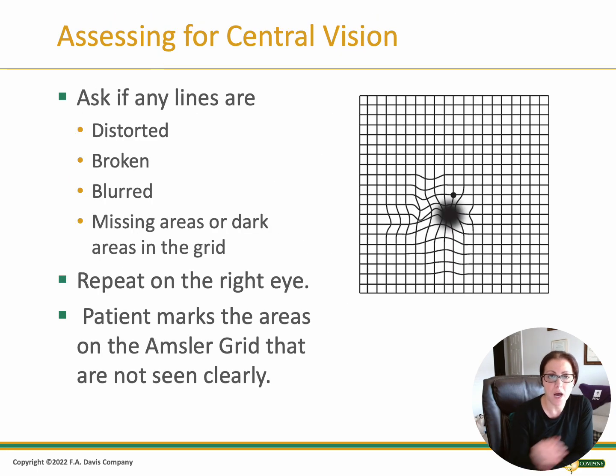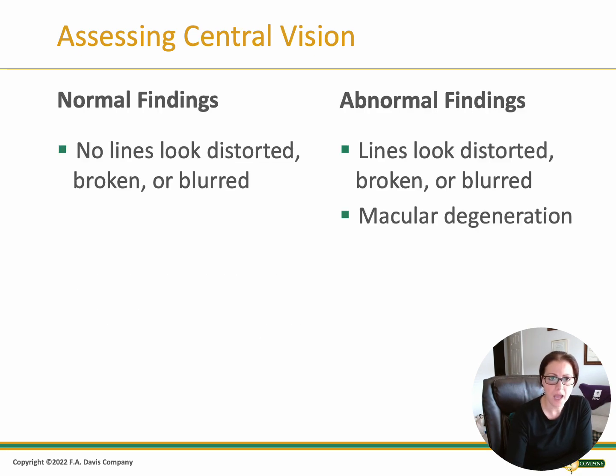And with this, there's that type of a diagram. There are other diagrams, and you're asking the patient to look in the center to determine if there are any distorted or broken or blurry lines in the middle. And you just repeat, one eye and then repeat on the other. And there should not be any lines that look distorted. Any lines that look distorted, broken, or blurred can indicate macular degeneration.